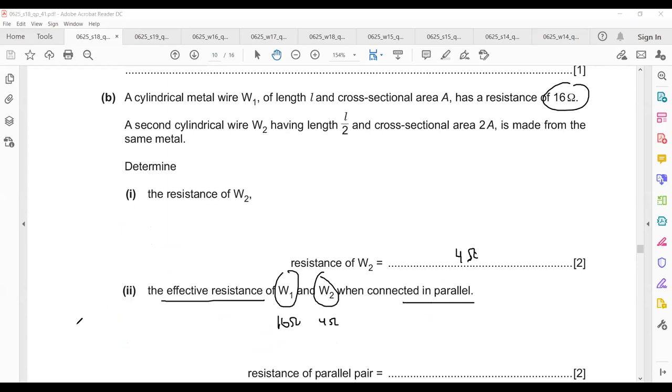If two or more resistors are connected in parallel, the combined or effective resistance equals the product of the two resistances divided by the sum. So the product will be 16 multiplied by 4, divided by 16 plus 4. 16 multiplied by 4 equals 64, and 64 divided by 20. When we solve this, the second part comes out to 3.2 ohms.